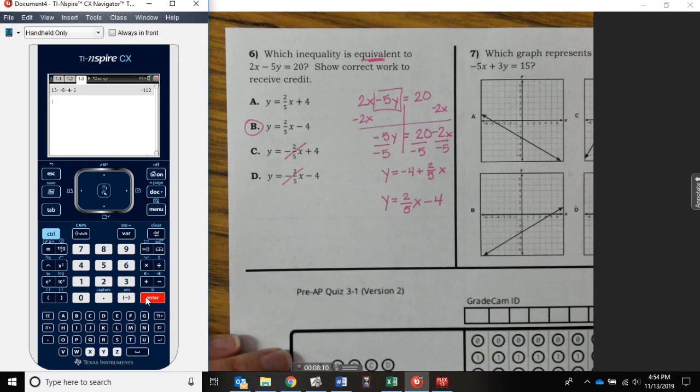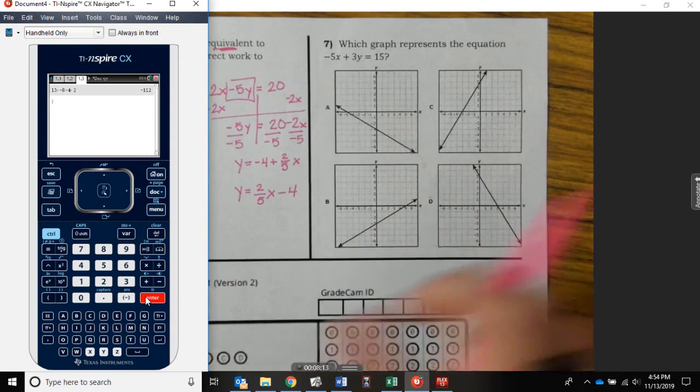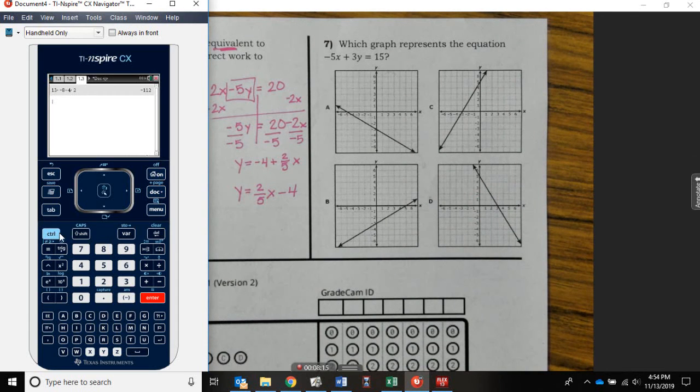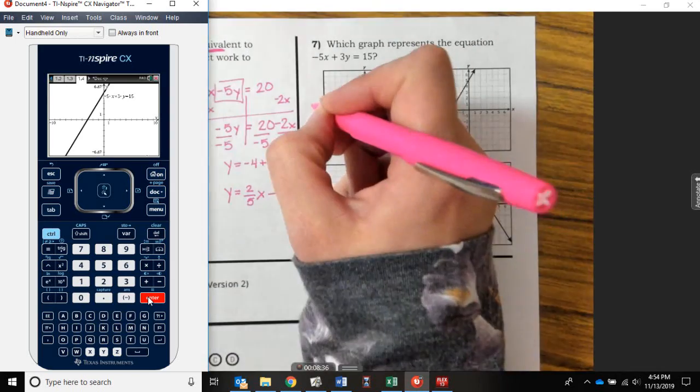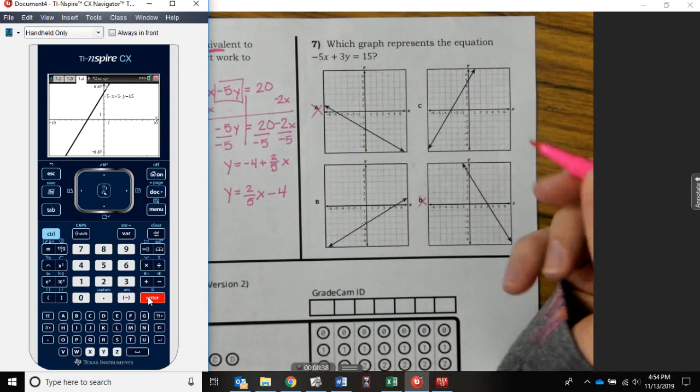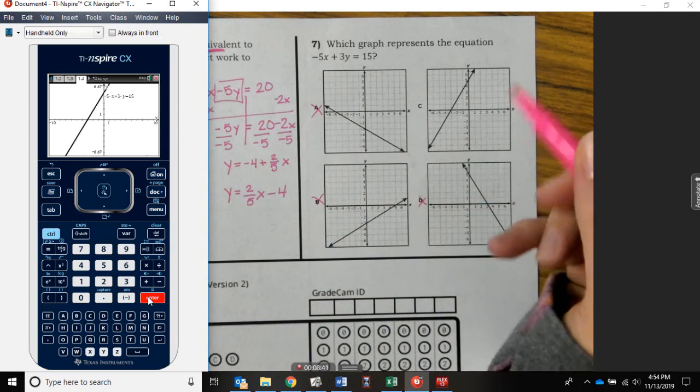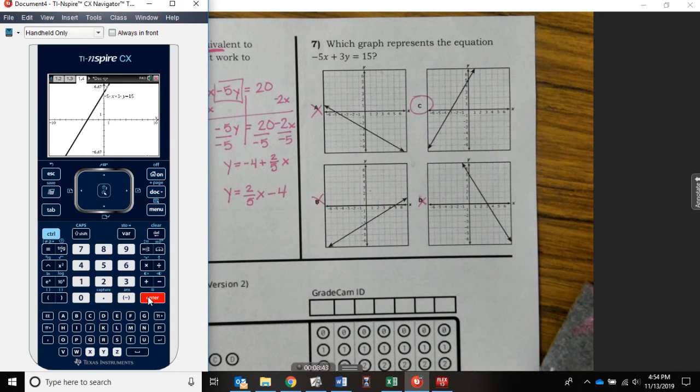And then the very last one, which graph represents this equation? And so this is just go into your graph page, delete the equal sign, and type it in, negative 5x plus 3y equals 15. And which one matches? Well, it's going up, so it can't be a negative slope. And then it's very steep, and it's above the x-axis here, so C is your answer.